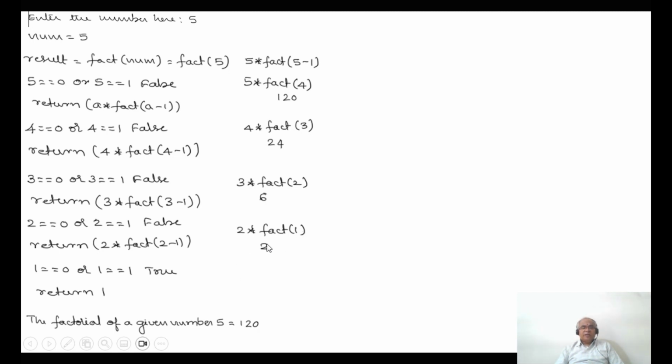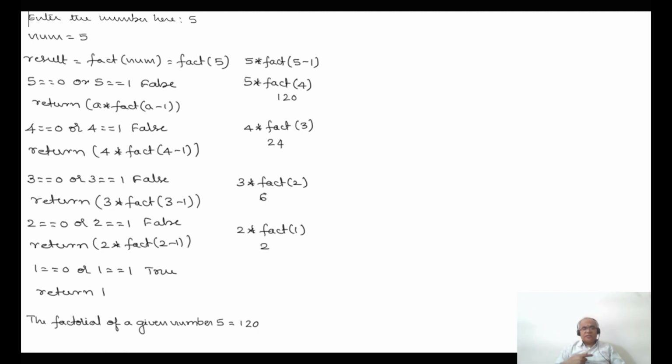So 2 into fact(1) will become 2. Then 3 into fact(2) will become 6, because 3 into 2 becomes 6. So what is fact(2)? You have 2. Then 4 into fact(3) means 4 into 6, which is 24. Then 5 into fact(4), which is 24, gives 120. So this is how it works.